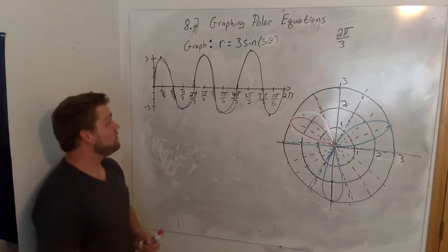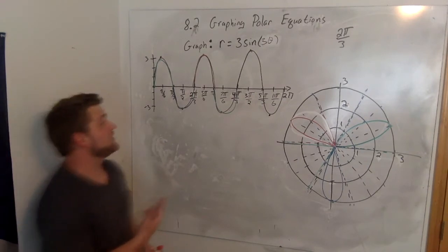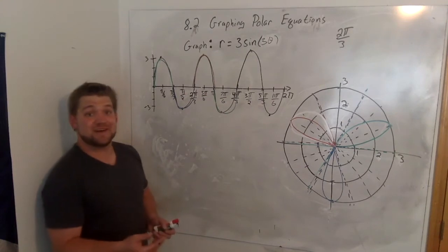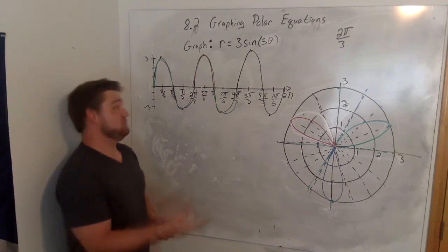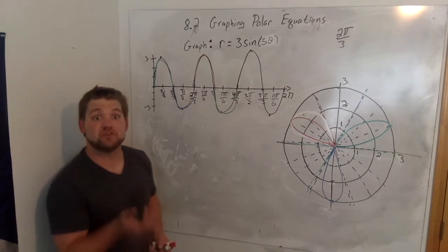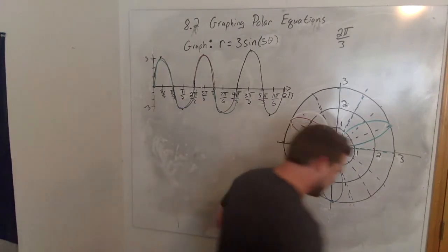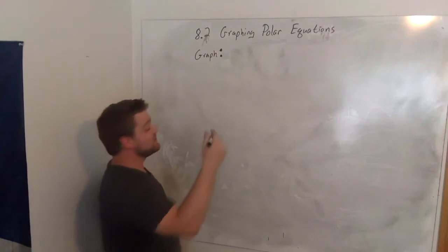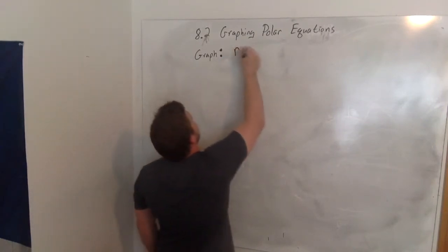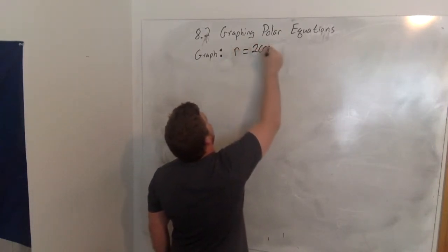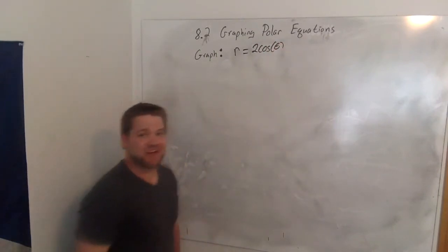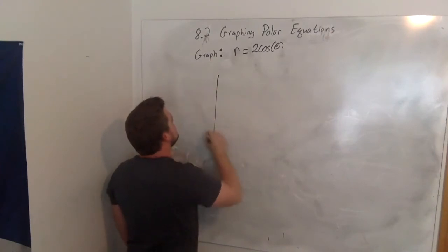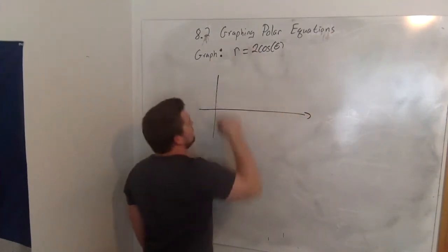So we've looked at sine of theta, sine of 2 theta, sine of 3 theta. We've looked at how changing the period changes the graph. What if we shift the graph up and down? Let's take a look at those. The very first polar equation we graphed in this lecture was r equals 2 times the cosine of theta. Now we plotted this one with a t-table, but let's take a look at it as a graph.